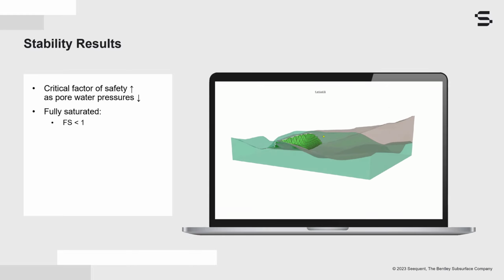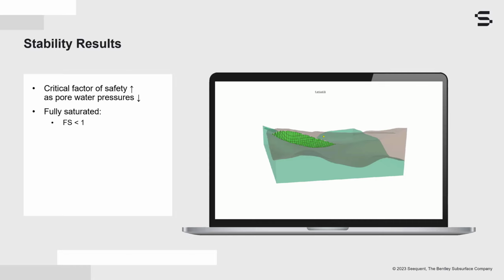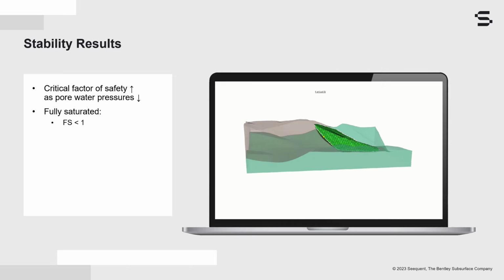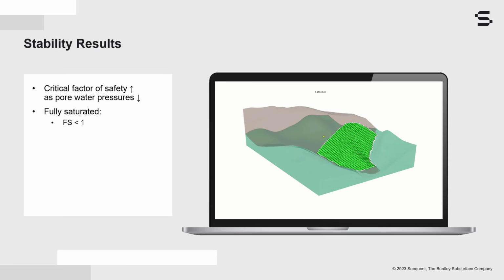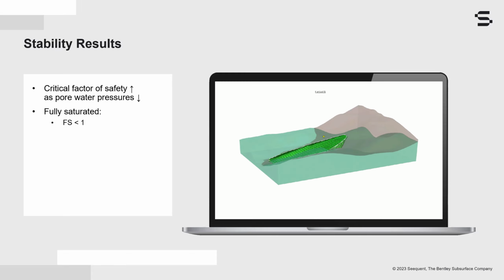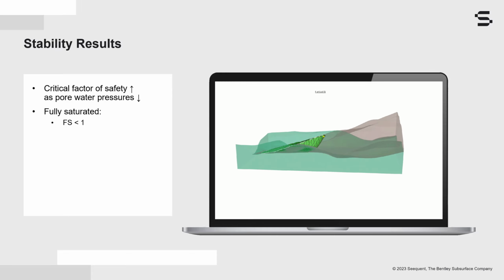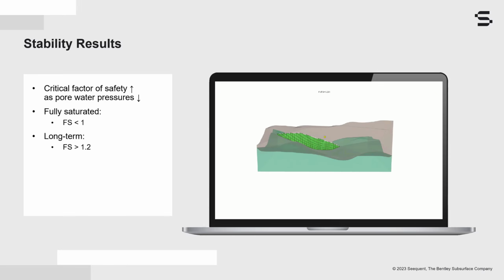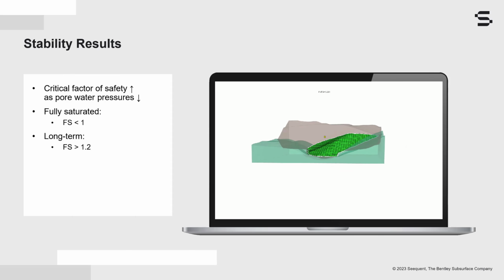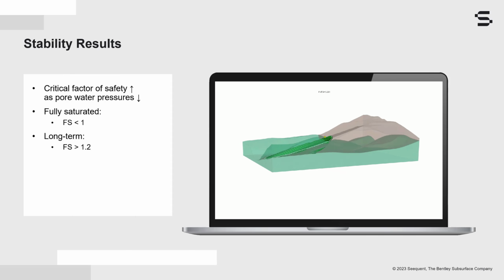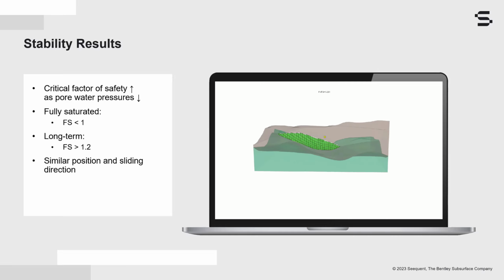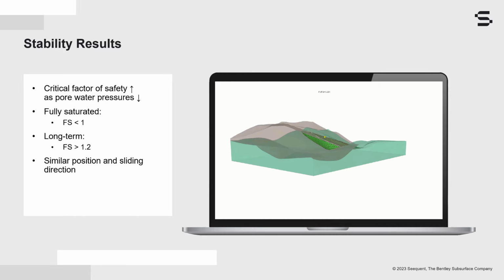Under fully saturated conditions, the factor of safety is below 1. The sliding mass comprises the front corner of the heap leach pad and follows the weak layer, as shown in this graphic. This represents a large-scale translational failure controlled by the liner system. Under the long-term conditions, the factor of safety increased to approximately 1.23. As expected, the sliding mass followed the weak layer. The sliding mass shape is slightly different but has a similar position and sliding direction as the saturated conditions.